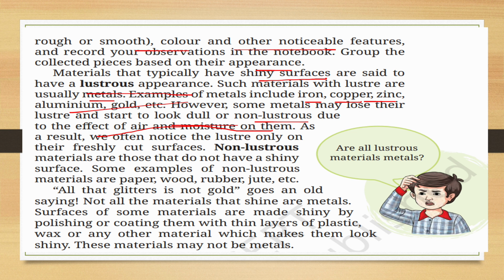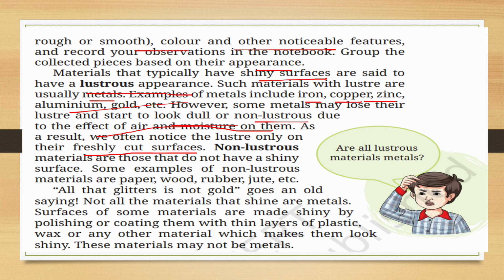So, why do some metals appear non-lustrous? The main reason is oxidation. Many metals, when exposed to air and moisture, react to form oxides. This oxide layer can dull the metal surface, making it appear less lustrous. For example, iron rusts and silver tarnishes, reducing their luster. As a result, we often notice the luster only on their freshly cut surfaces.